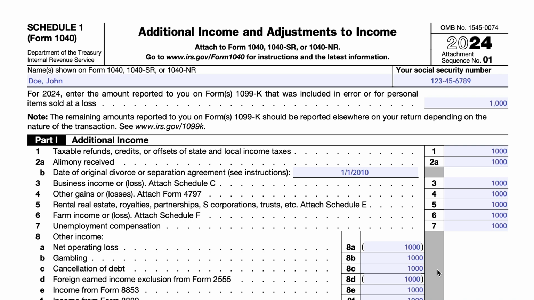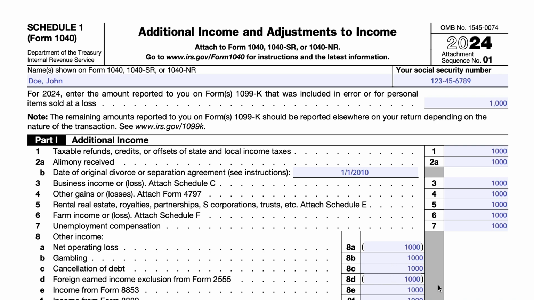On line 8C, you're going to report cancellation of debt. That would be reported to you on IRS Form 1099-C. Some or all of that debt may be non-taxable. There are further instructions in our article that you can look at to drill into more detail about whether or not your debt cancellation is a taxable event.